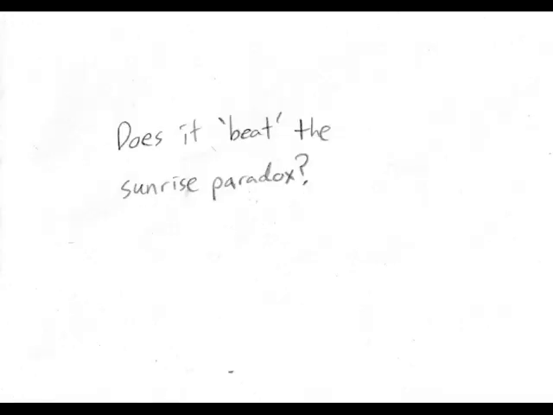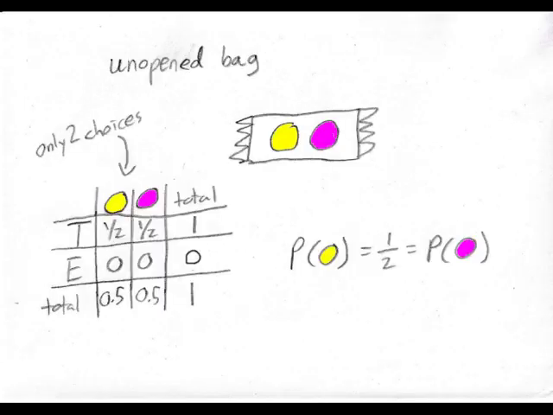That's it. Does Bayesian probability really beat the sunrise paradox? Let's do the sunrise candy again with Bayesian probability. First of all, for the sunrise paradox candy, there are only 2 choices, yellow and purple. When we have an unopened bag, we're going to give a theoretical count of 1/2 to each one of them, and a total count of just 1. So the probability of yellow and purple is the same. They're both 1/2. It agrees with theoretical probability when there's no experimental data.